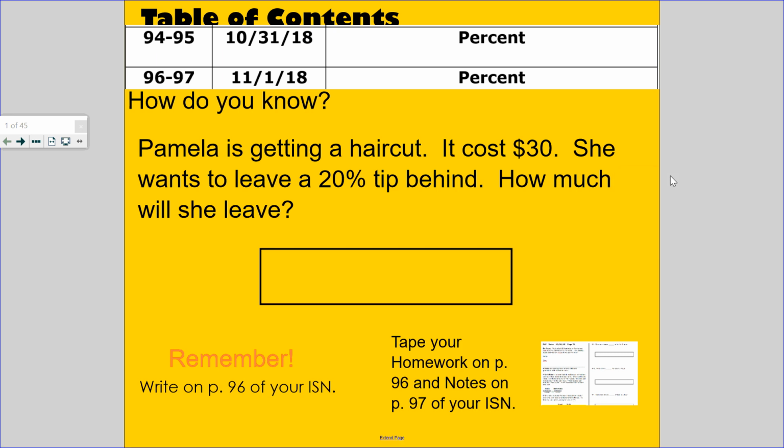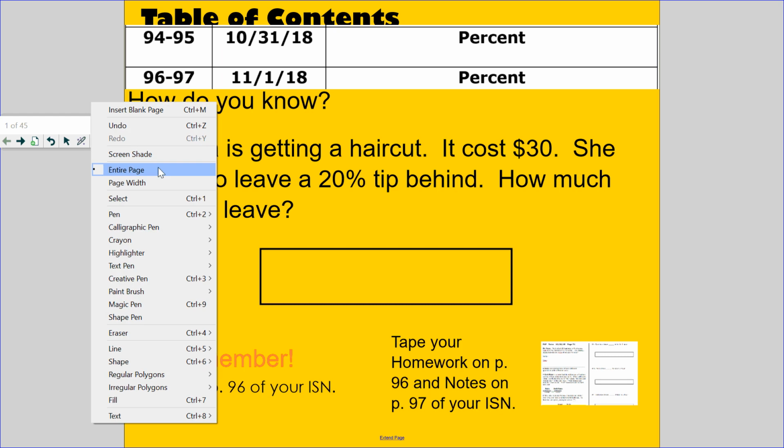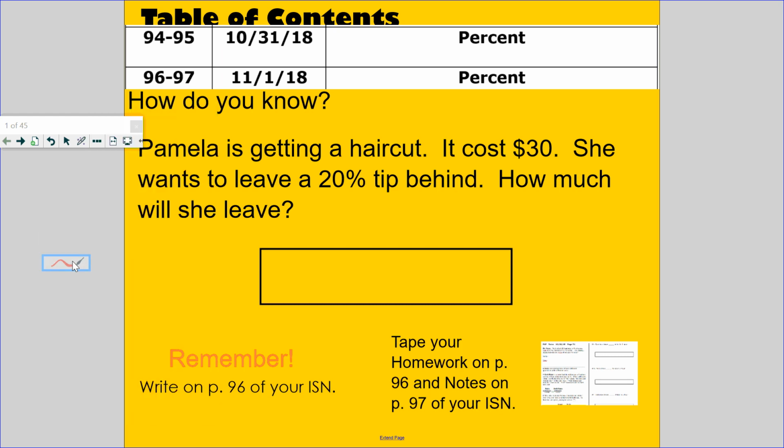Welcome. Today, we're still going to talk about percent. So it's about percent applications, how you can use percent in your real life, in the real world. So Pamela is getting a haircut. It costs $30. She wants to leave a 20% tip behind. How much will she leave?